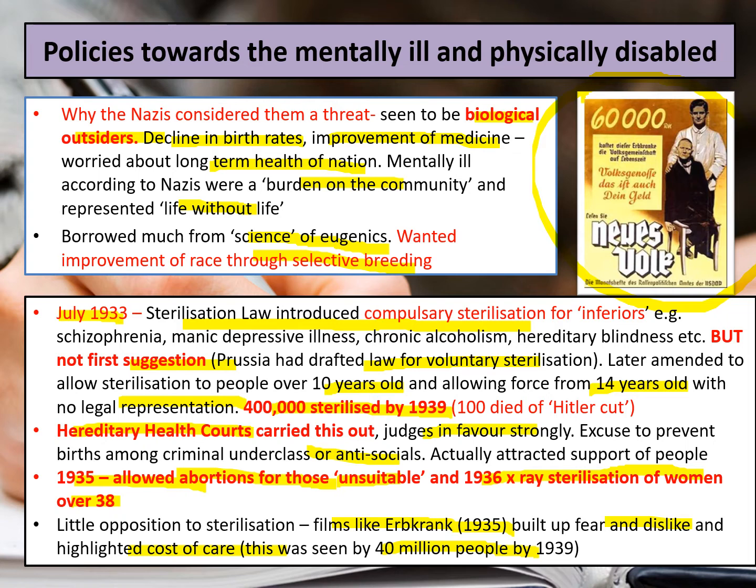So overall, Nazi policies towards the mentally ill and physically disabled from 1933, you need to know about the sterilisation law. Remember that it's 400,000 people that are sterilised, and generally the German public supported this because of the cost of looking after the disabled.